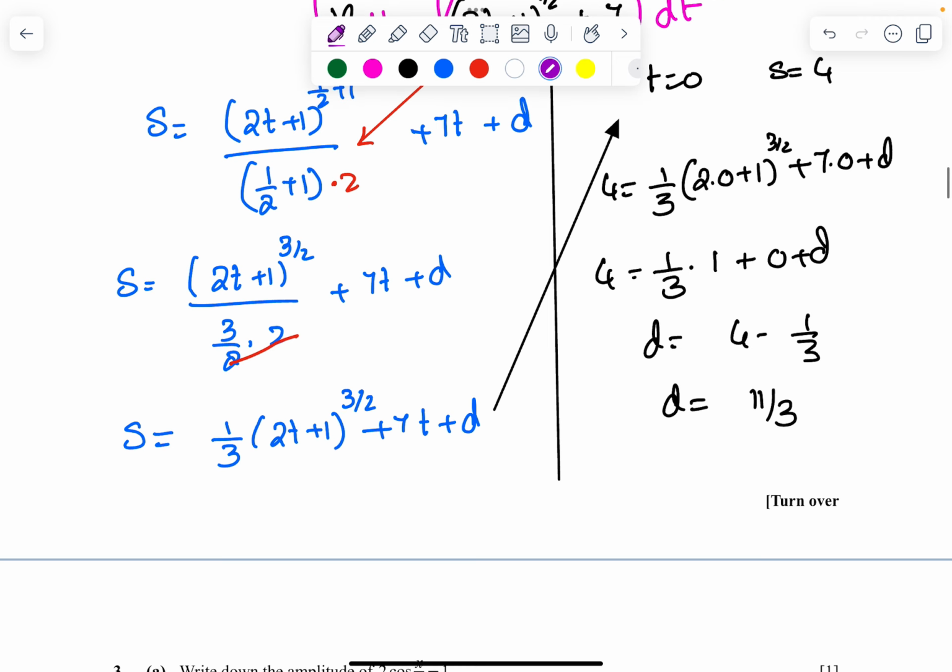So what's going to be the answer? S equals 1 upon 3 times (2t plus 1) whole power 3 by 2 plus 7t plus 11 upon 3. That's going to be the answer.